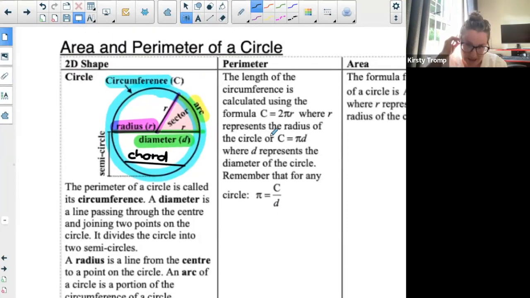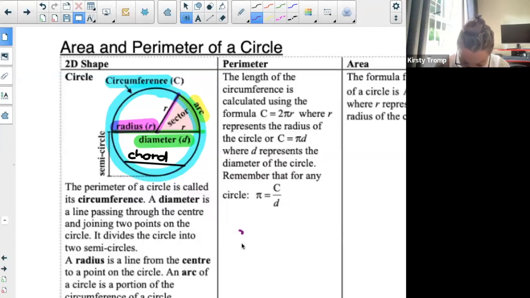So guys, if we're looking at perimeter, which we looked at last week a little bit when we put it inside our nice table, we said the length of the circumference is calculated using the formula circumference equals 2 pi r, where r represents the radius of the circle. Or we could say circumference equals pi times d, where d represents the diameter. Remember that for any circle, pi is equal to circumference over diameter. So that's not really something that you need to know. What you do need to know is our two formulas.